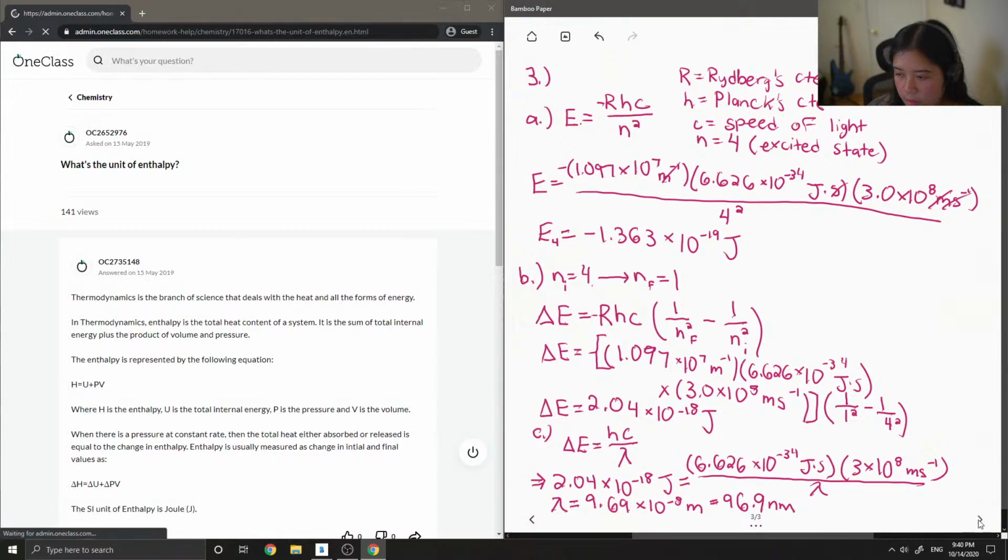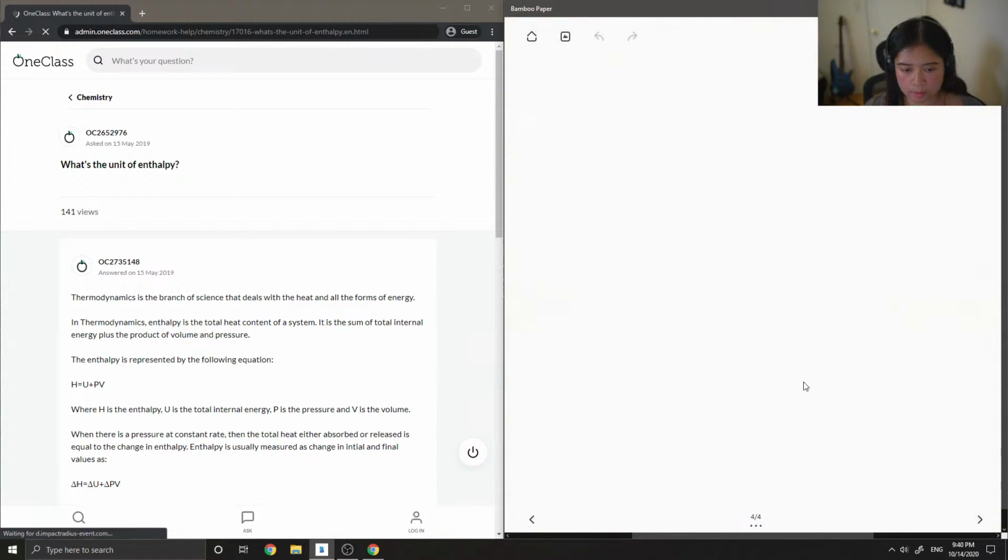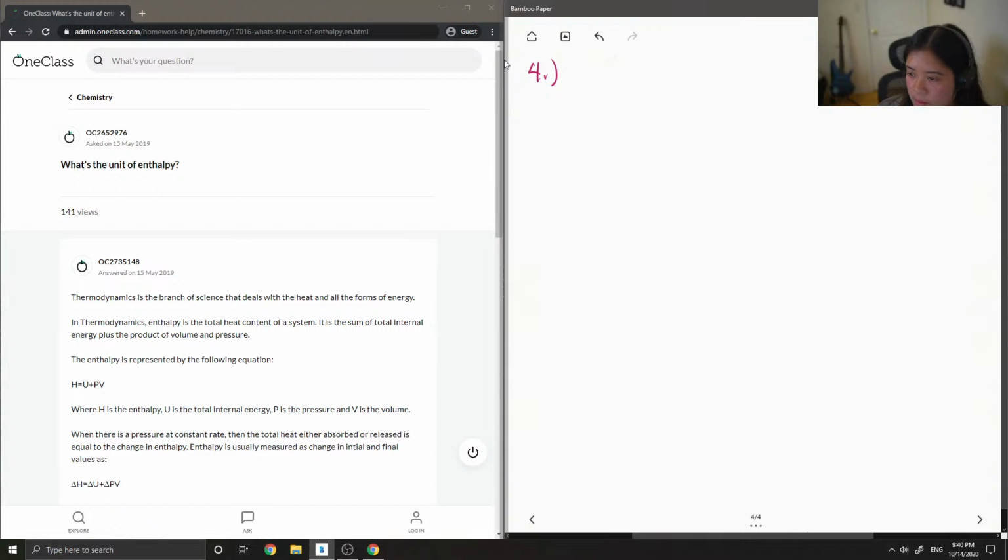Okay, so on to question number 4. What are the units of enthalpy? So a pretty standard question. I'll just write down the definition of enthalpy first.